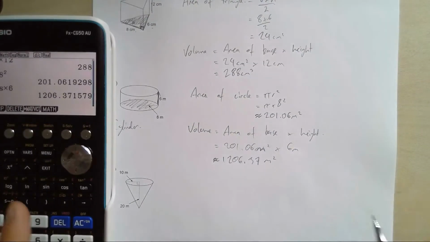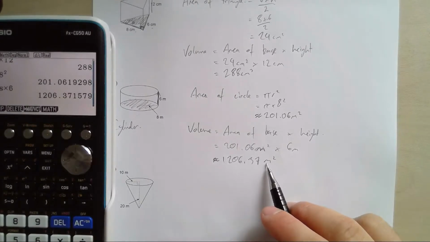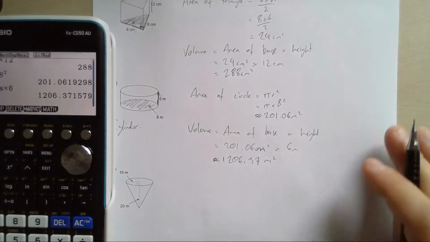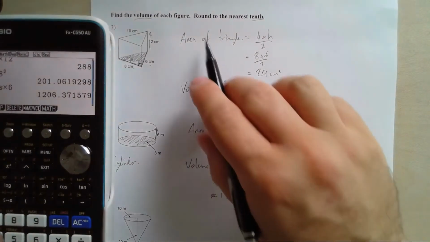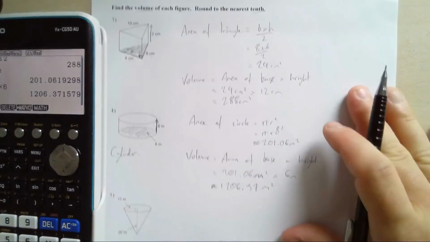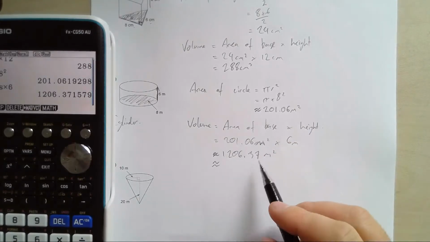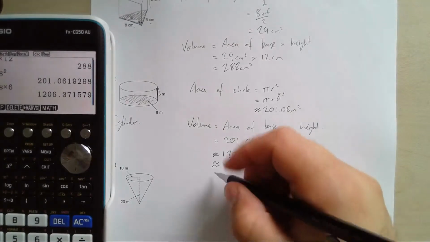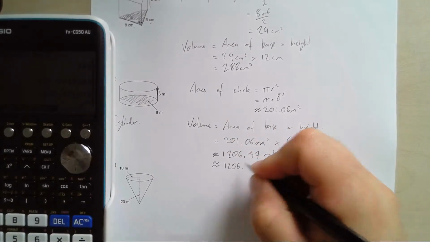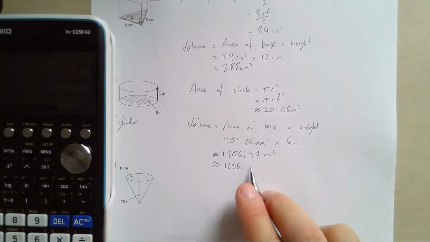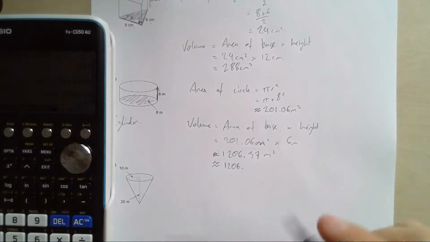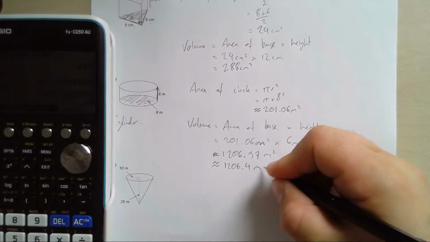Now because this one has 0.37, this is tenths and that's hundredths, remember our question asked for round to the nearest tenth. So this is also going to be rounded. I'm going to round 1206 to the nearest tenth, the nearest first place. The 7 is going to round the 3 up.